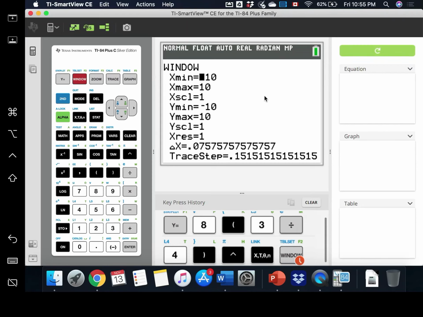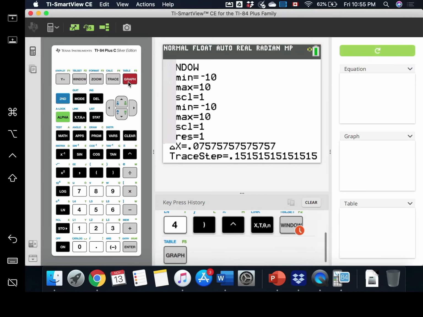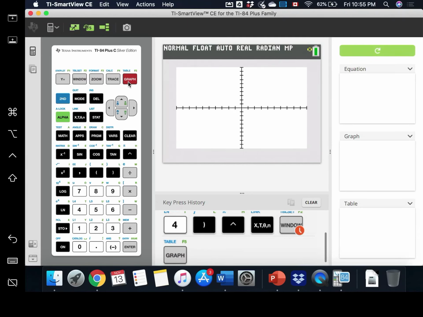Once your window is set to this, I want you guys to press this button that says graph. Okay, so if you see this little yellow piece right there, it just means that you're thinking. So it might take a little bit for your graphing calculator to do this. It's just a thought process.